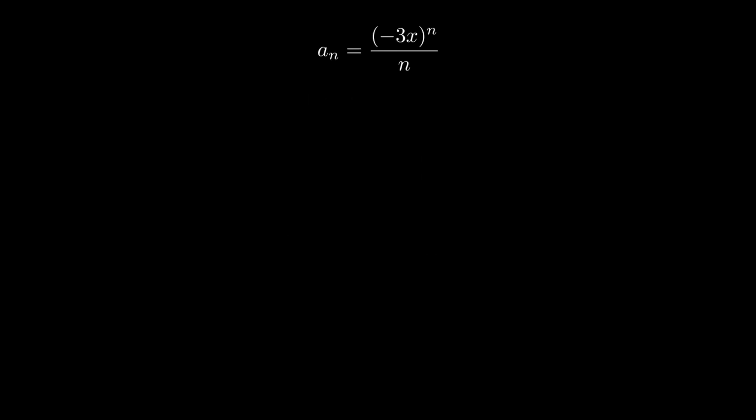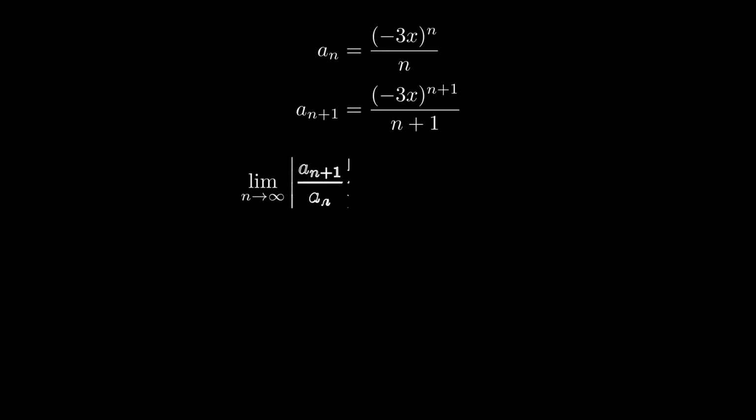And then a of n plus 1 is -3x to the power of n plus 1 divided by n plus 1. And now using this, we'll find the limit as n approaches infinity of a of n plus 1 over a of n, because this will allow us to find the interval of convergence. Now using this limit, we'll make it be less than 1, since we know that something will only converge to an interval, as I just said, when it's less than 1. So we want this limit to be less than 1.